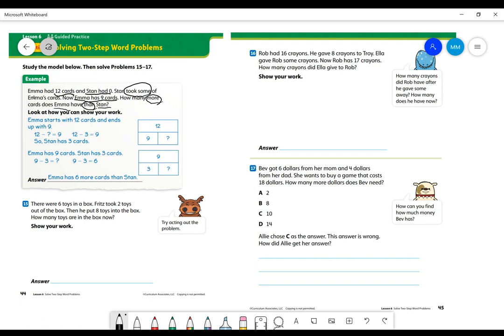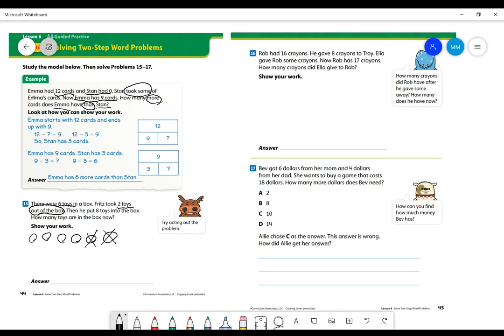It says there were 6 toys in a box. So I'm going to draw 6 toys. 1, 2, 3, 4, 5, 6. Fritz took 2 toys out of the box. Okay, so he took 2 toys out. So am I getting more or am I losing toys? I'm losing toys. How many am I losing? 2. So I'm going to put X's over 2 of the toys. Now I have 4 left.